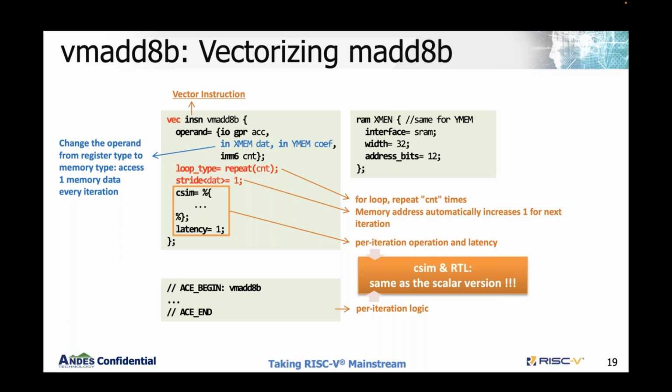The loop type indicates how you want to loop these instructions and the number of loops that you want. The stride command tells you the memory address automatically increments by 1 for each iteration. And the CSIM, which is the functionality description, and the Verilog code don't change within each loop, so you don't need to change them.